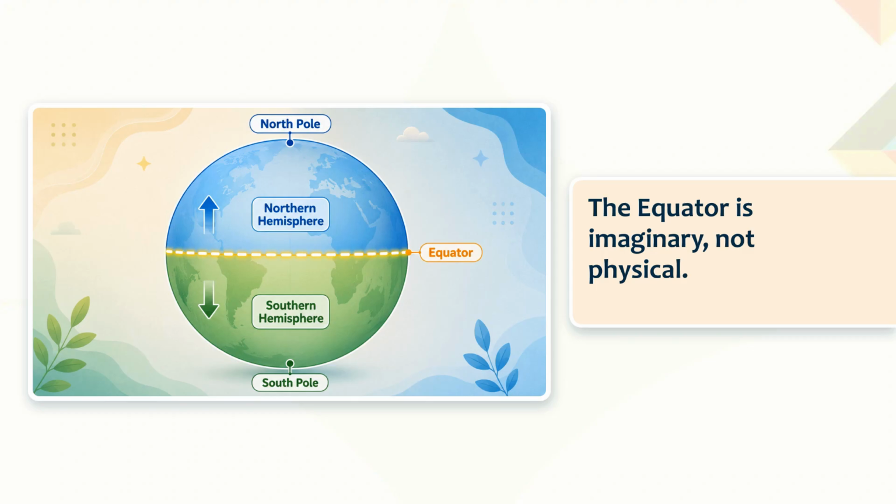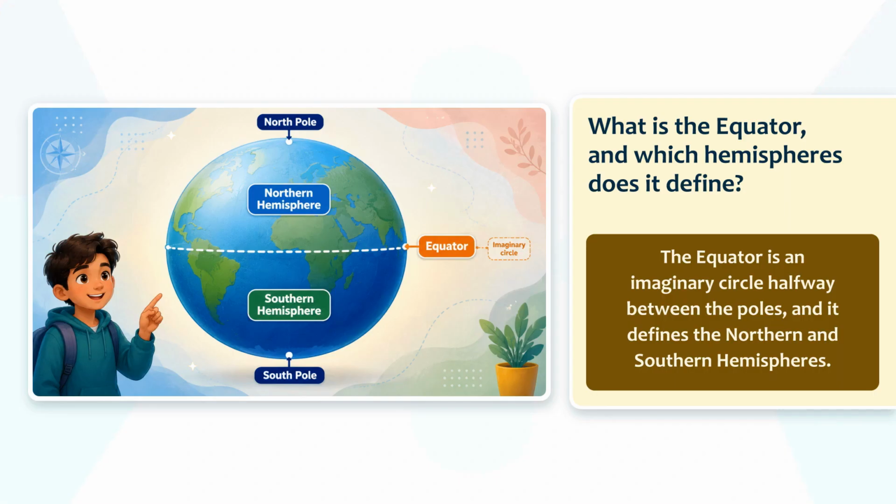The dashed line protects us from a common misunderstanding. The equator is imaginary, not physical. Its value comes from the shared way it divides the Earth. Use the poles, dashed circle, and shaded halves.